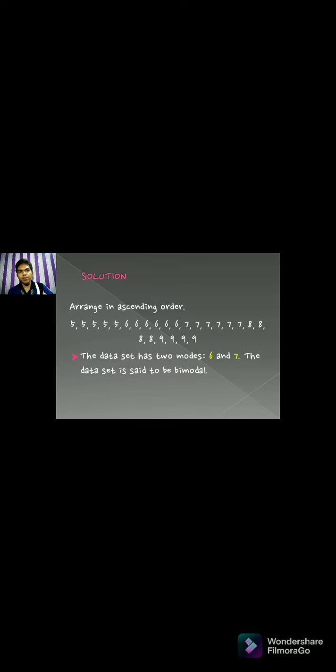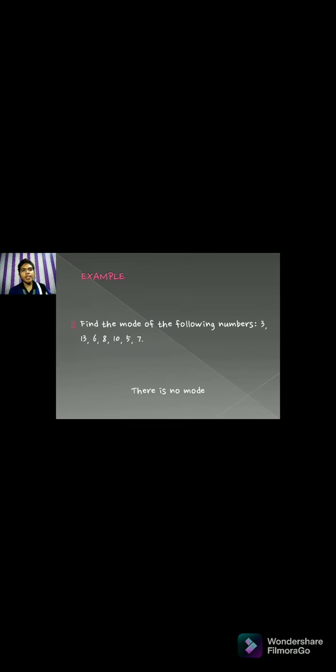Another example. Find the mode of the following numbers: 3, 13, 6, 8, 10, 5, 7. As you examine the given dataset, we can see that there are no numbers that are repeated. So there will be no mode in this given dataset. We can just say that there is no mode since no number is repeated.